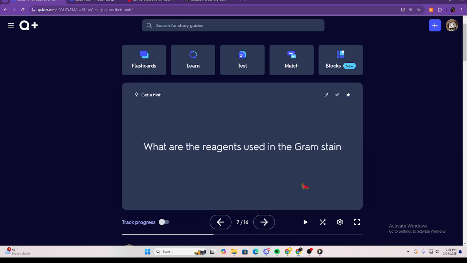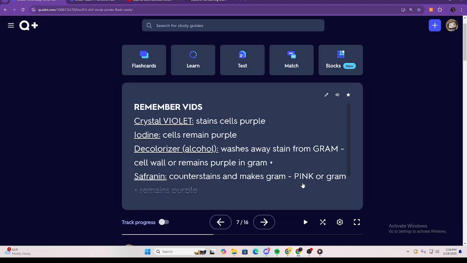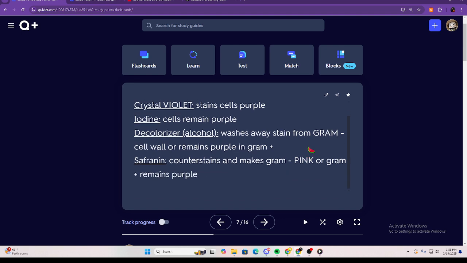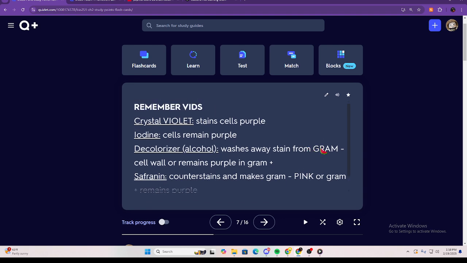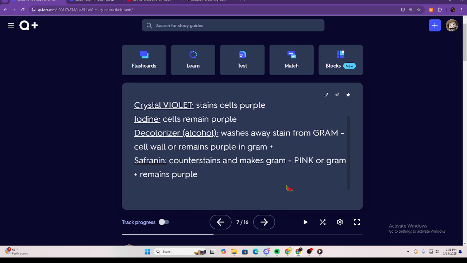What are the reagents used in gram stain? The mnemonic I use is VIDS: violet, iodine, decolorizer, and safranin. Crystal violet stains the cells purple. The iodine is a mordant that makes the wall a little bit looser, so that when we decolorize it with alcohol, it washes away the purple dye from gram-negative cell walls, or it remains purple in gram-positive cell walls. Safranin is the final step and counterstains. It makes the gram-negative bacteria pink, while gram-positive remains purple.